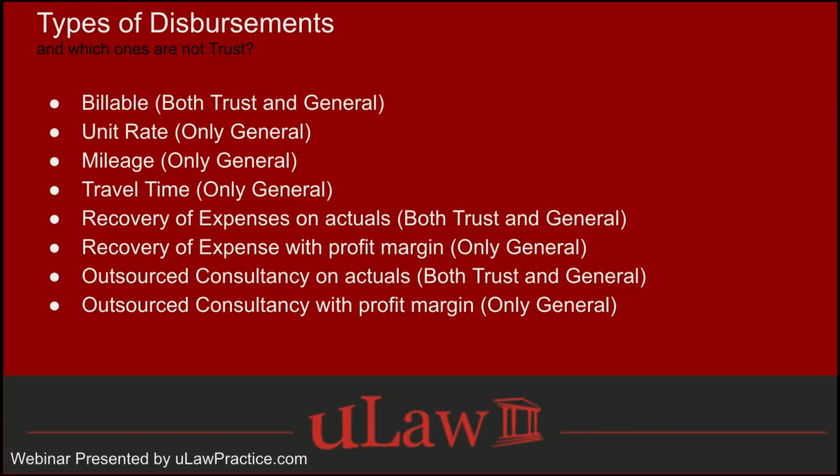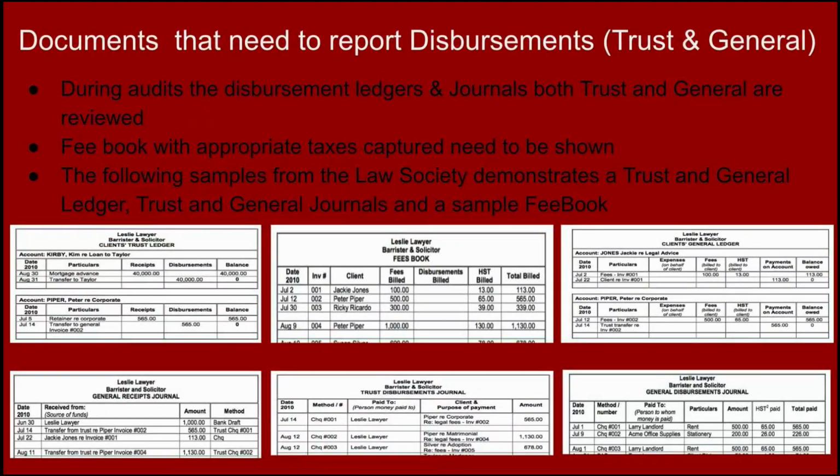There's no type of disbursement that says only trust, because it's not always that a legal professional will have a trust account, right? Maybe they're practicing with just a general account. So there's always only general, or there's both trust and general involved. So you can choose one of them. But if you're using a trust account, remember you can never do anything other than actuals.